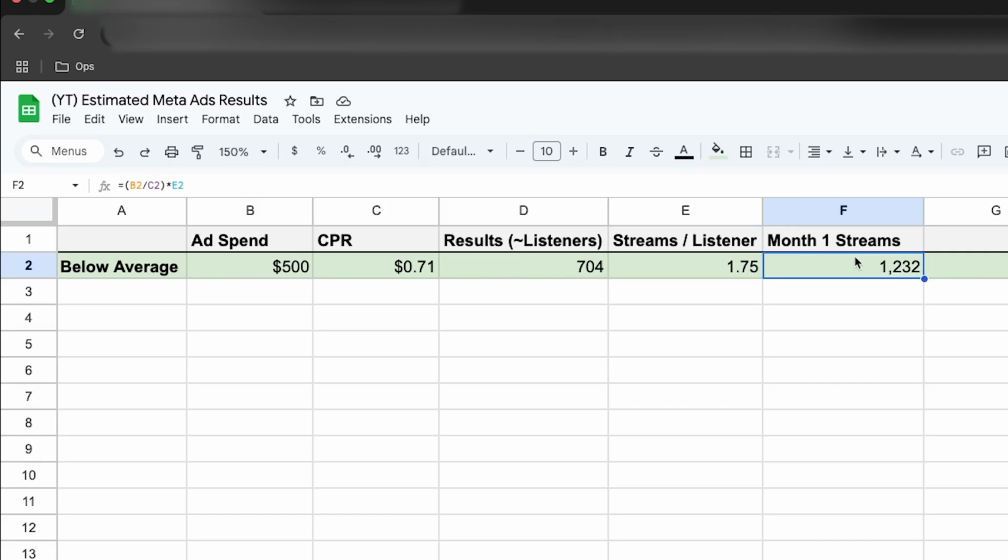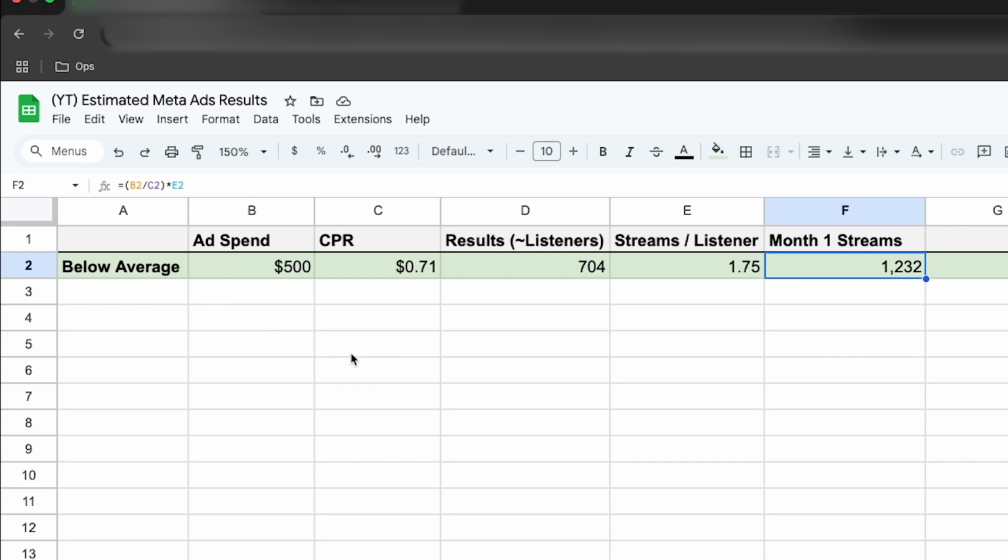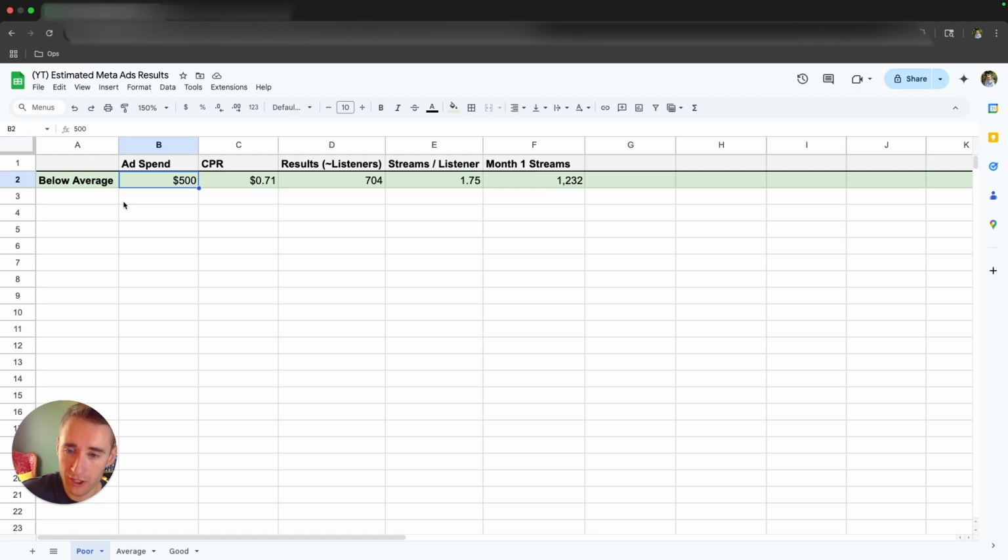So from there, the math is pretty simple. At $500, if we have 71 cents per result, we'll get 704 listeners. If each of those 704 listeners streams the song 1.75 times, we will get 1,232 streams. So this is a real life, below average, subpar example of what you could expect for $500. So what does it look like if we take these numbers up to an average range? Let's look at that next.